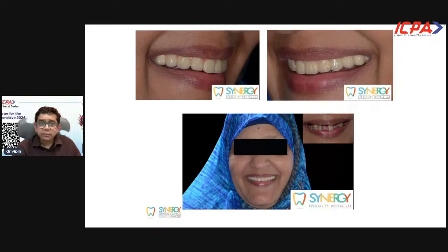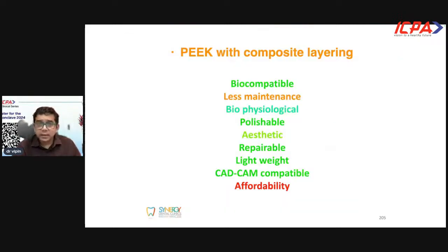Number one, for the light weight. I use these materials more in those cases where I have done a lot of grafting and I don't want a lot of pressure to go to my implants so that the implants will fail immediately. So there are specific indications for this, because these materials are biophysiological, though the affordability is not that great.